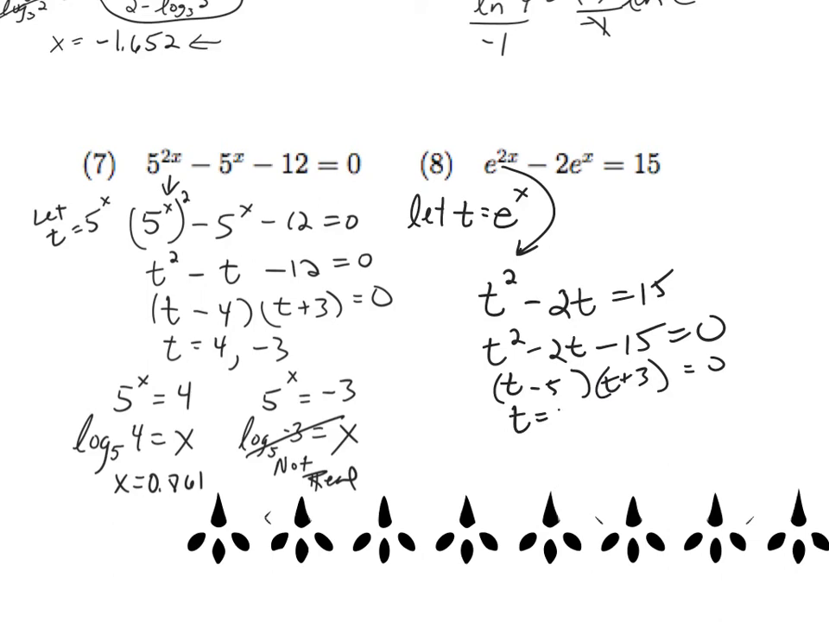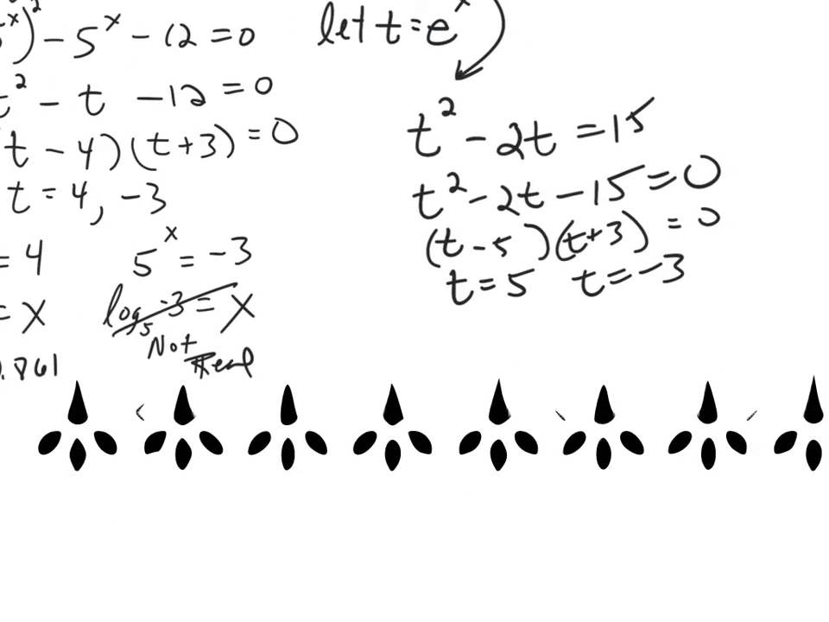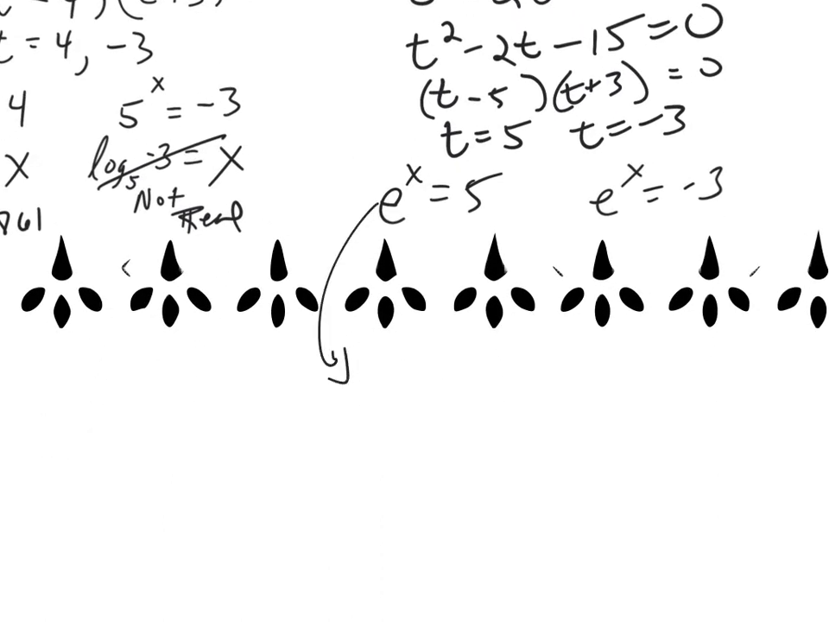So t can be positive 5, t can be negative 3, and then we put ourselves in this position now where we say, okay, if t is e to the power of x, then we need to say e to the power of x equals 5, and then e to the power of x equals negative 3, and then we'll change this to log form. Natural log of 5 equals x. Remember that e is the base that's there, so really x is natural log of 5. And then we have natural log base e of negative 3 equals x.